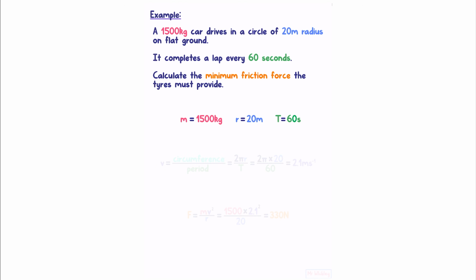To find our friction force: it is playing the role of our centripetal force, so we can describe it with our centripetal force equation, where we have the mass and the radius, but we don't have the velocity, so we need to find it. To do this, we can take distance over time, or in other words, circumference over period. Circumference is 2 pi r, and period is T. Putting in our numbers gives us 2.1 meters per second. Using this in our equation below gives us 330 newtons.